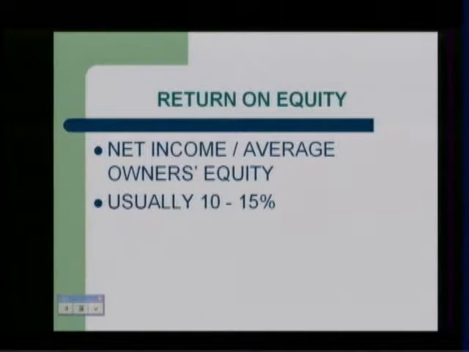The return again is going to be net income. We're going to use net income as our return factor in all of these models. And equity, remember, is the amount that's been invested by the owners. So we're going to take an average owner's equity, which again is taking beginning owner's equity, adding the ending owner's equity to it, and dividing it by 2.